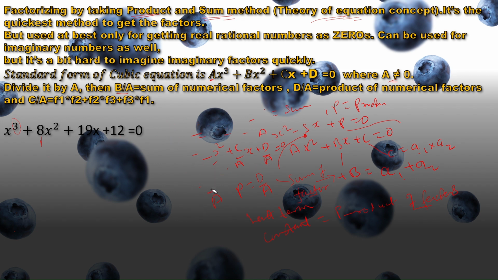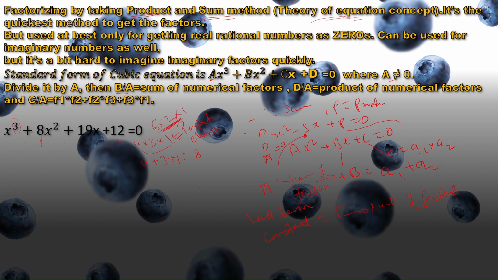So see, this 12 can be written as 4 cross 3 cross 1, 3 factors. As it's a cubic equation, we must have three factors, so 4 cross 3 cross 1. Now we will see whether adding them gives 8. If we add 4 plus 3 plus 1, it's giving 8, which means the factors 4, 3 and 1 are the perfect choice.